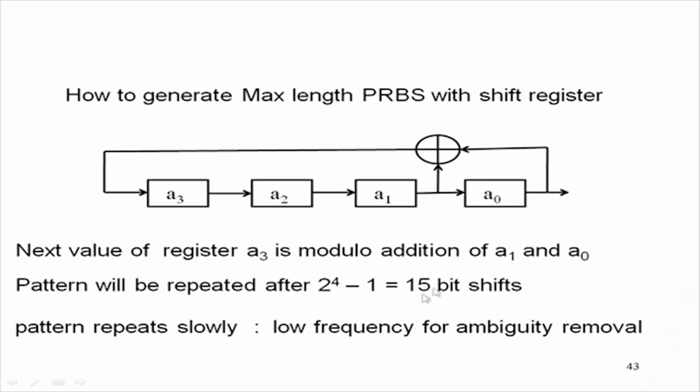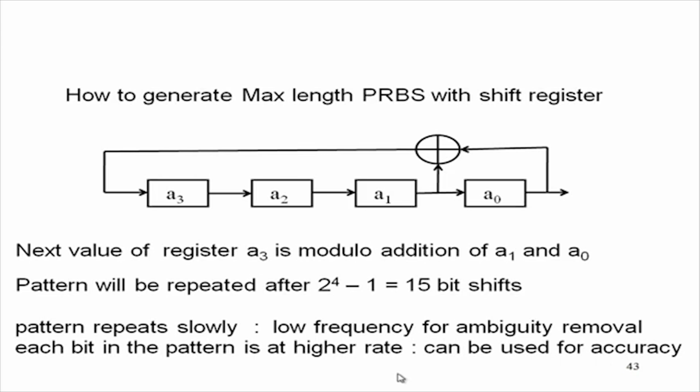So, that is a low frequency, which will remove the ambiguity. We can make it such that the range is larger, more than 2 times the range, and then each bit of that is going at a particular bit rate, that is at a high frequency rate. So, that gives the accuracy. Bit by bit, if you do, it gives the accuracy. So, I get both low frequency, that is ambiguity removal, and I get the accuracy at a much higher frequency.